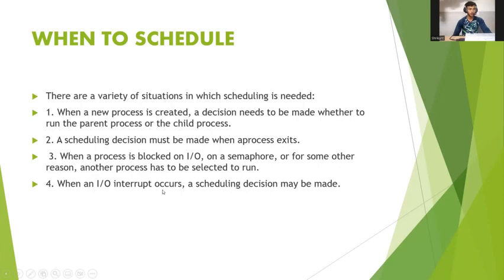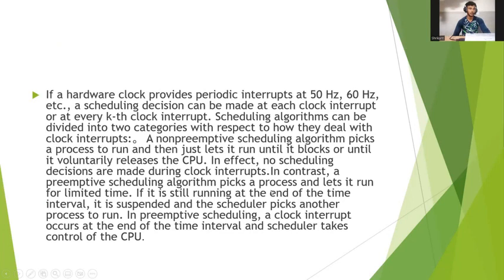Fourth, when an input output interrupt occurs, a scheduling decision may be made. If a hardware clock provides periodic interrupts at 50 Hz, 60 Hz, etc., a scheduling decision can be made at each clock interrupt or at every k-th clock interrupt.